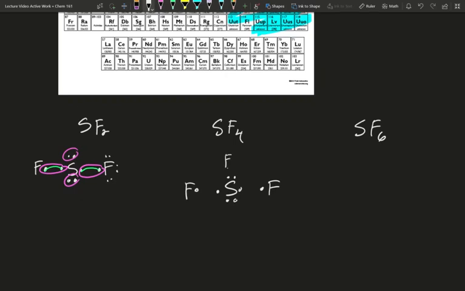Problem is, well, we pair the unpaired and sulfur's out of unpaired electrons. It can't bond to those other two fluorines. So how do we make SF4?